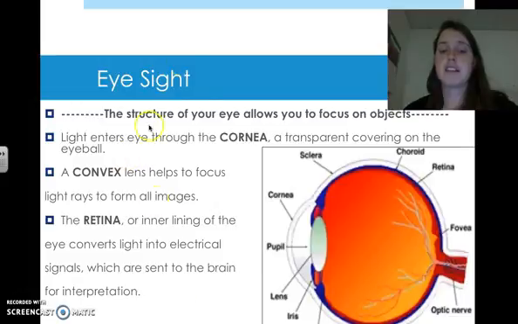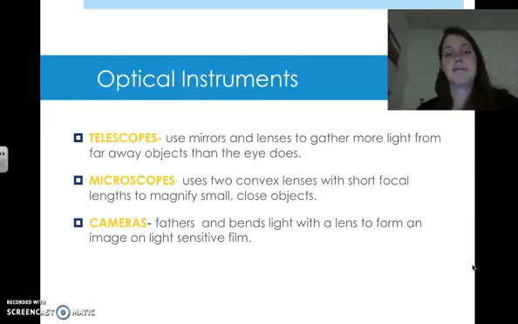So you have all this light or information coming in. It goes through the cornea, which helps filter out bad light, goes into the convex lens right here, and then is transmitted to the retina, which transmits to the optic nerve off to the brain.